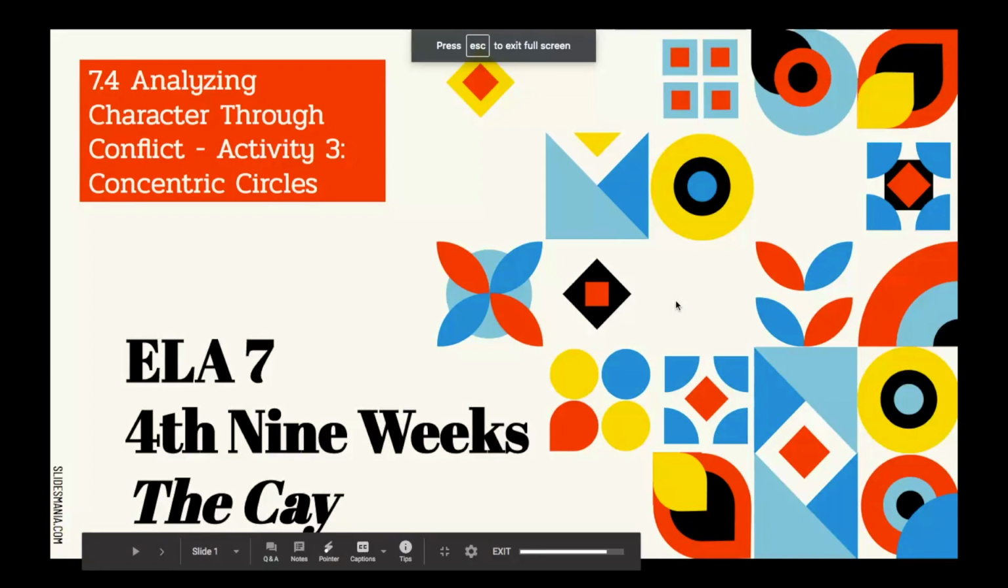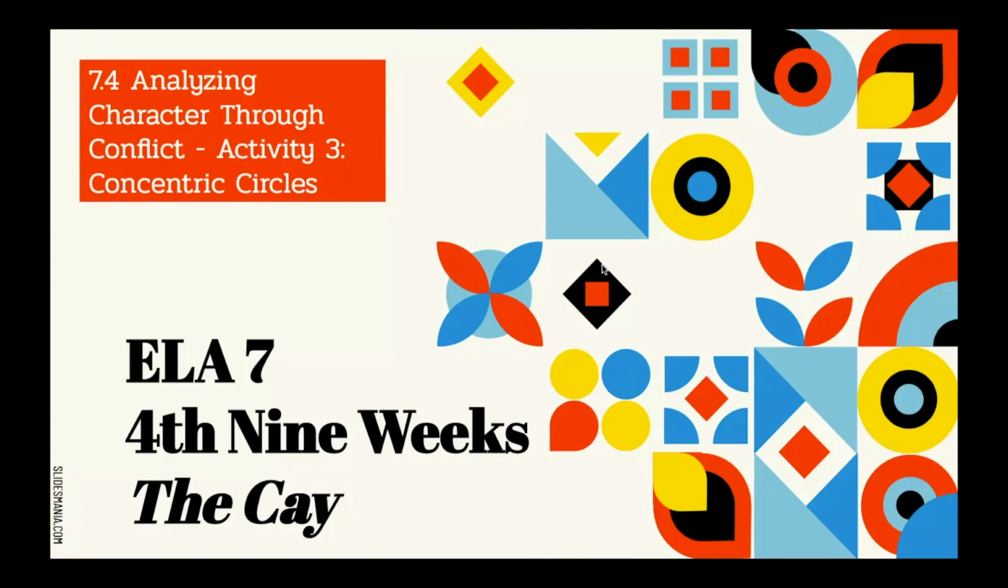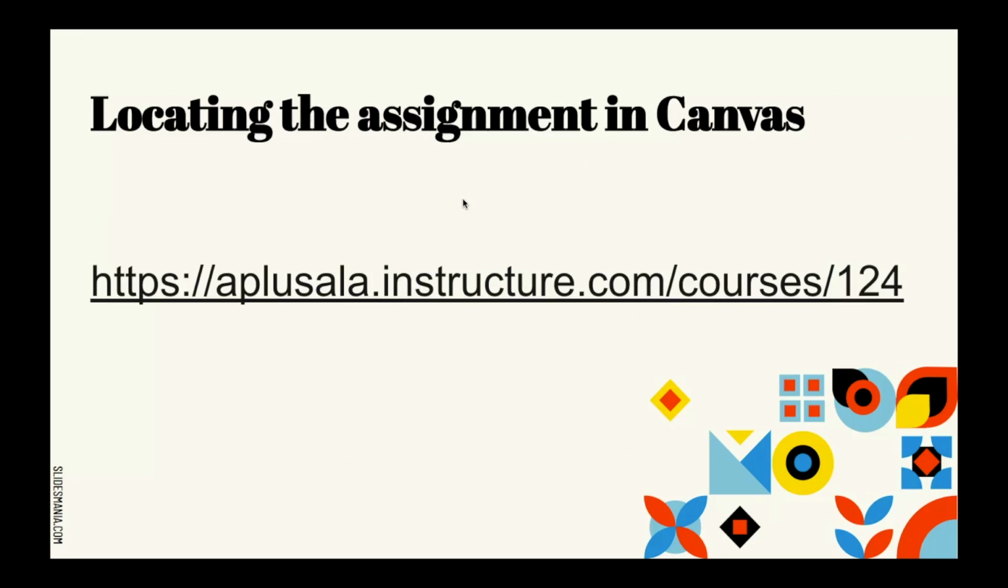Hello, this is English 7, and we are in the fourth 9 weeks and working on the novel The K. This is the Analyzing Character Through Conflict activity 3 of 4, the Concentric Circles activity.